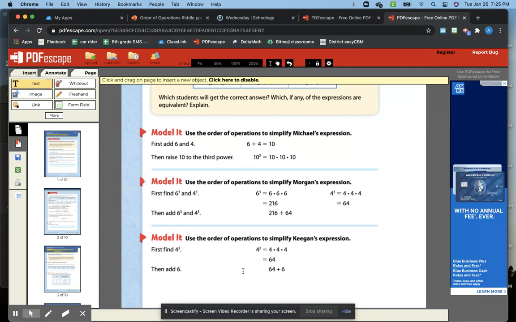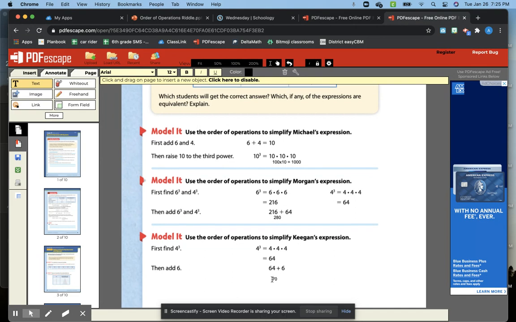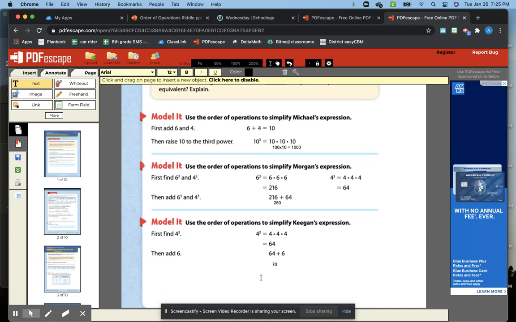Okay, so up here, to finish these out, 216 plus 64 will give you 280. Up here, we know 10 times 10 is 100, and then that times 10 equals 1,000. And then lastly, 64 plus 6 is 70. So that gives us our final answers.